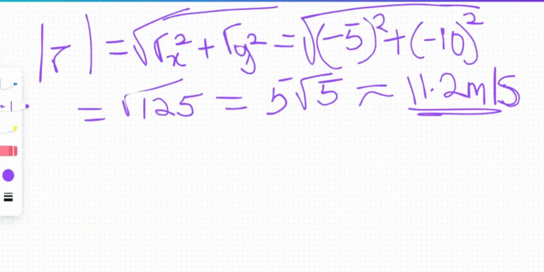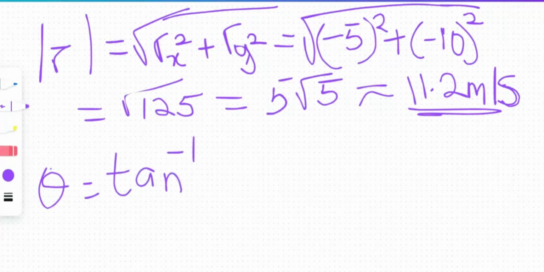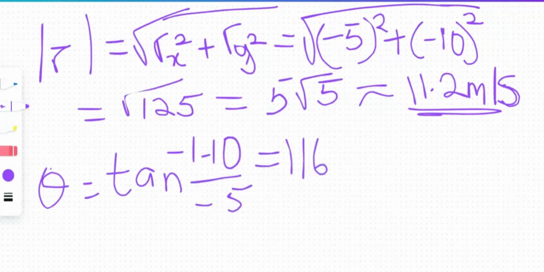So now for us to find the direction, theta will be tan inverse of 10 over negative 5, and that would be 116.6 degrees. This is the direction.